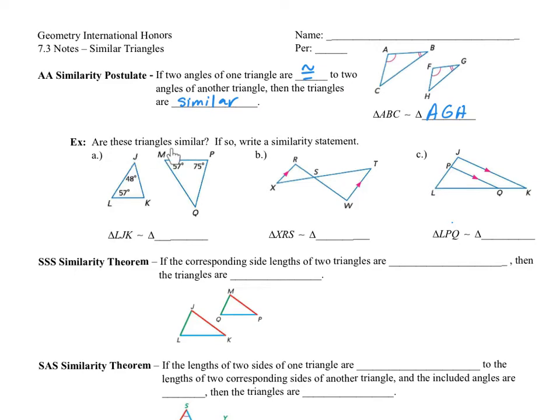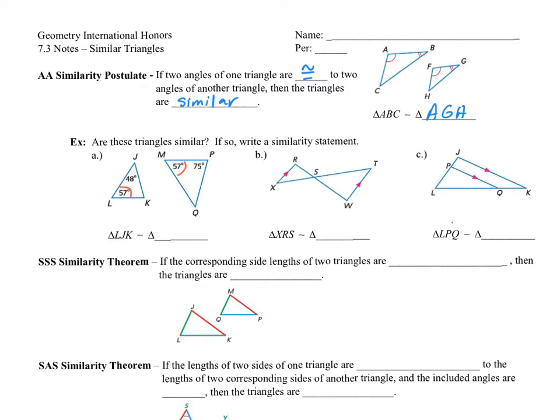Are these triangles similar? If so, write a similarity statement. So if we can find two pairs of corresponding angles congruent, that's going to be enough to guarantee. So right now I can see one pair of angles congruent. This 56 or 57 degree angle is congruent to that 57 degree angle. So I think what we're going to have to do is find these missing angles to find out if we have a second pair of congruent angles.